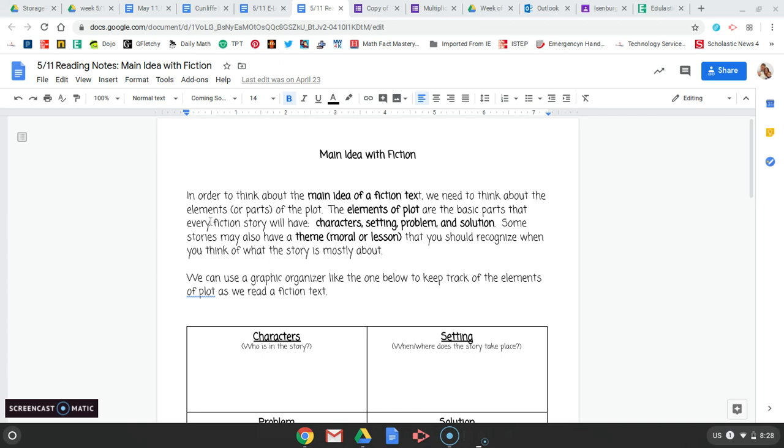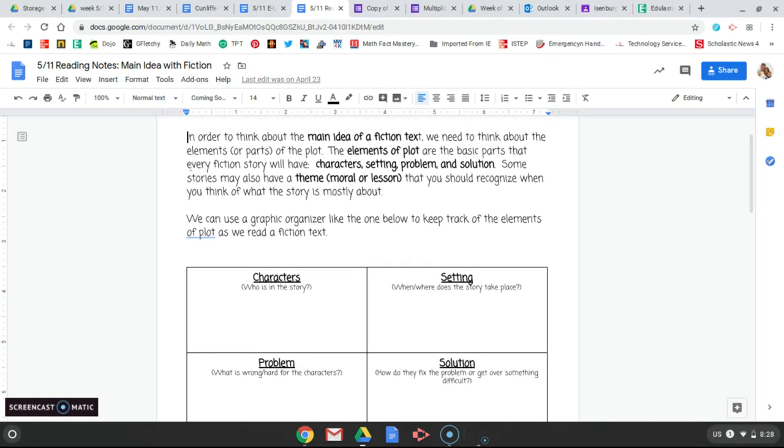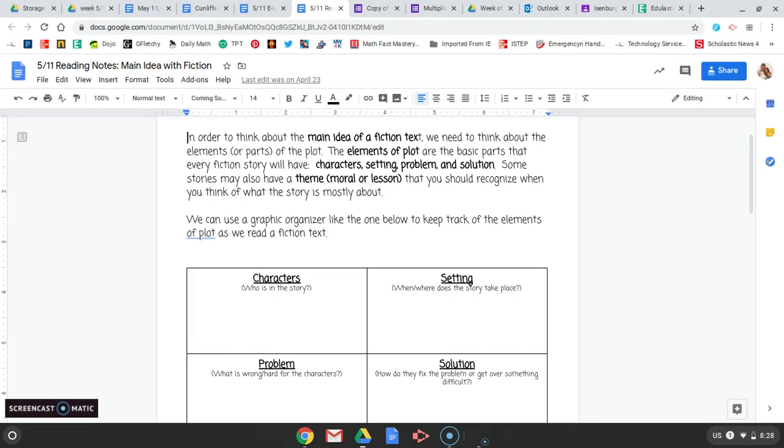So I'm going to go ahead, make sure that you have your document for today pulled up, and it should say main idea with fiction up at the top. Okay, I'm going to go ahead and start with this first paragraph. In order to think about the main idea of a fiction text, we need to think about the elements or parts of the plot. The elements of plot are the basic parts that every fiction story will have: characters, setting, problem, and solution. Some stories may also have a theme, a moral or lesson that you should recognize when you think of what the story is mostly about. So I'm going to stop there.